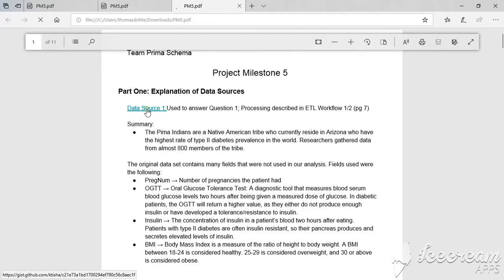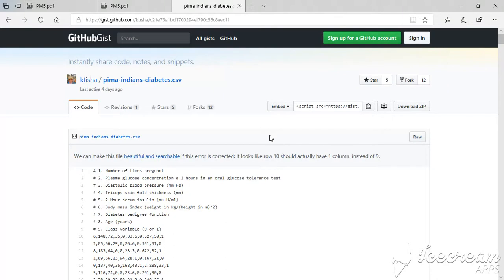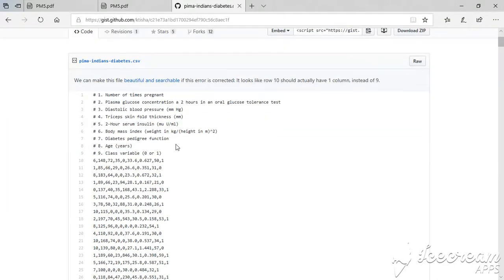So the first data source we used was data from a study on the Pima Indians, indigenous people in Arizona who have really high rates of type 2 diabetes. This is what the raw data looks like. All the people that were surveyed were women, and they were asked how many times they were pregnant. They were administered this oral glucose tolerance test, which essentially, the higher this value, the more severe the diabetic symptoms are.